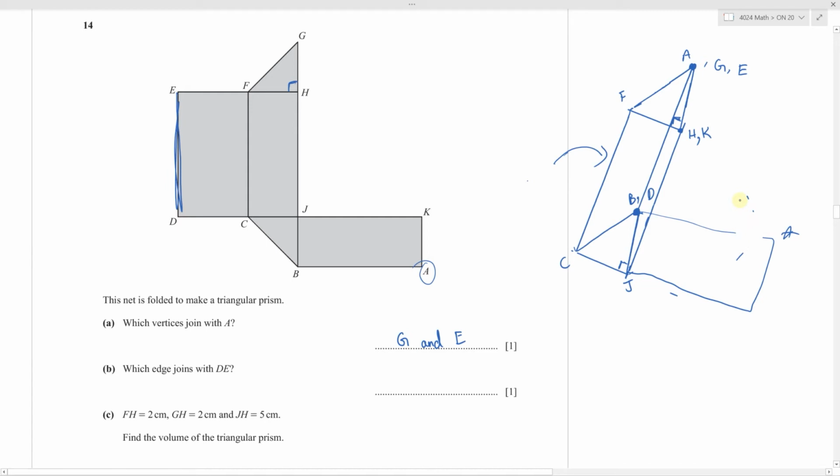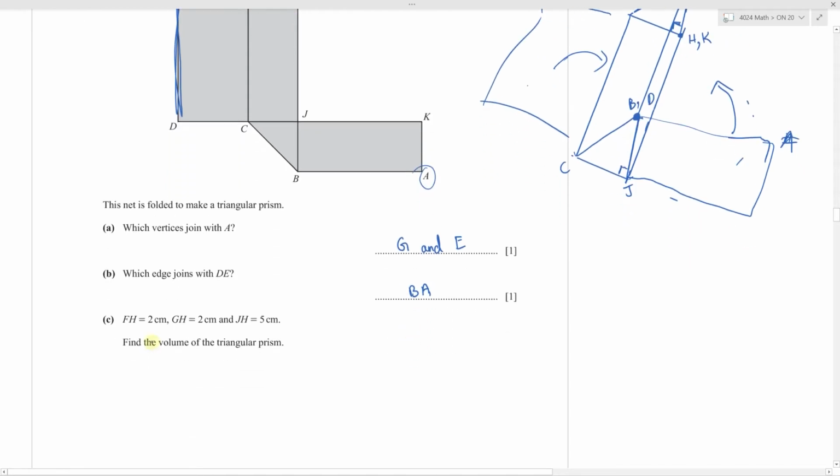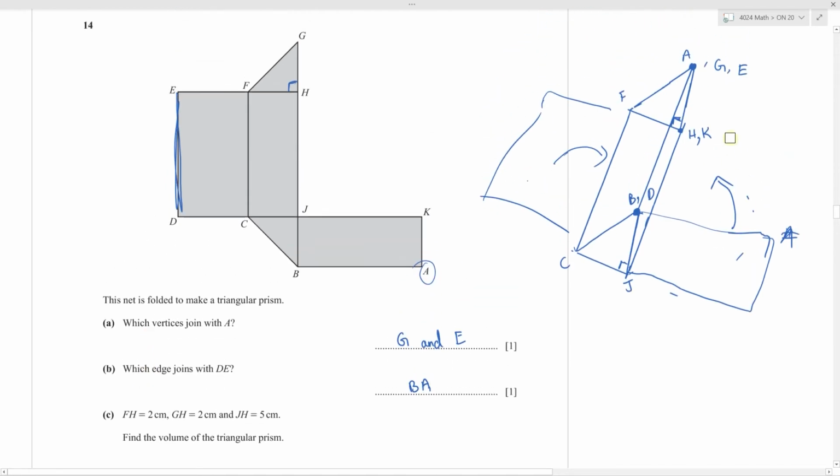So your answer here, in fact, I can leave it as it is. So this BA came from this side and DE came from this side, and they met at the top here. So your answer, which edge joins DE, your answer will be BA, or you can write AB as well. Both are correct answers. So part C, so let me actually erase this now. We no longer need these.